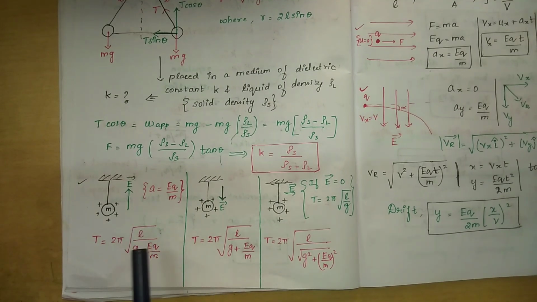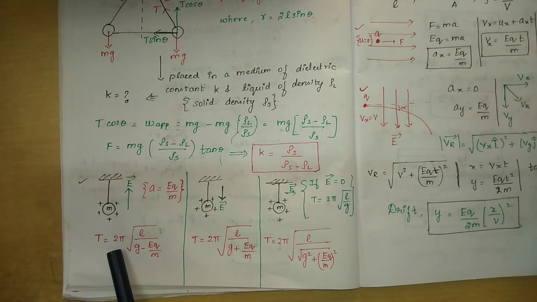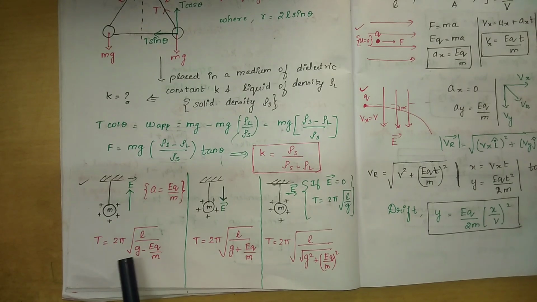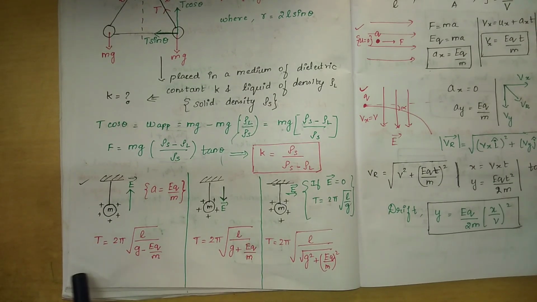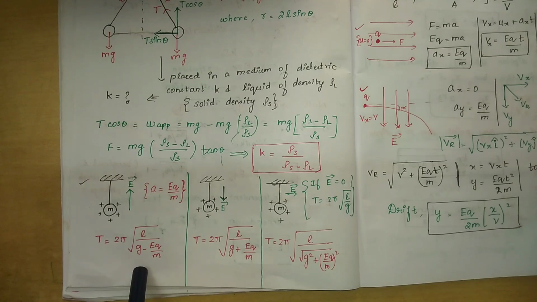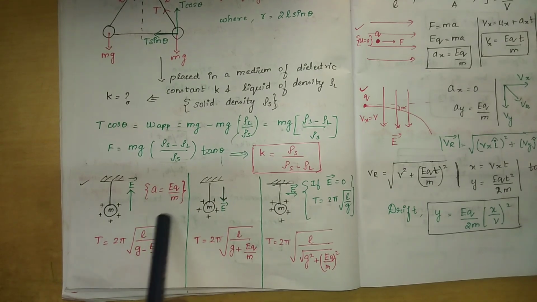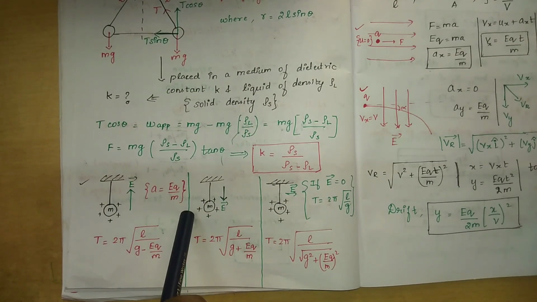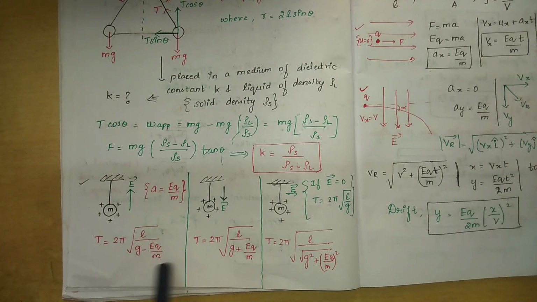If a charged body which is suspended freely is acted upon by an electric field, and for different types of electric field, what is the time period? They will ask you. First, the electric field is in the direction upwards. So the acceleration, always know this, acceleration equals EQ divided by m. The effective acceleration due to gravity becomes g minus a, meaning g minus EQ by m.